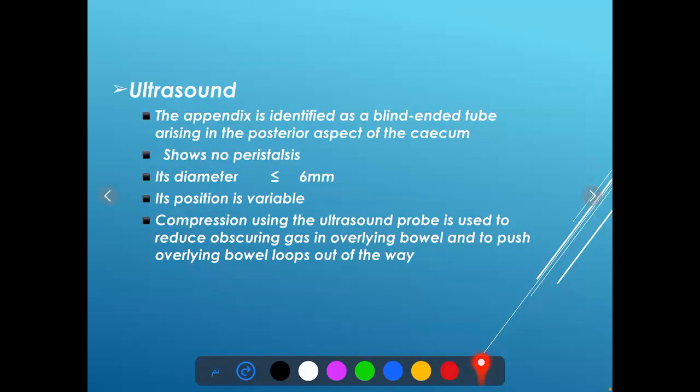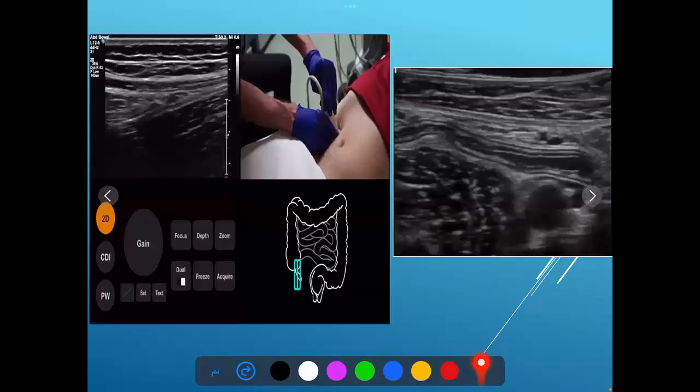Ultrasound. The appendix is identified as a blind-end tube arising at the posterior aspect of the cecum. It shows no peristalsis and is variable in position, with a diameter of equal to or less than 6 mm. Compression using the ultrasound probe is used to reduce obscuring gas in overlying bowel and to push overlying bowel loops out of the way. As we see in this image, we do compression to see the normal appendix with a diameter of equal to or less than 6 mm, and it shows no peristalsis.